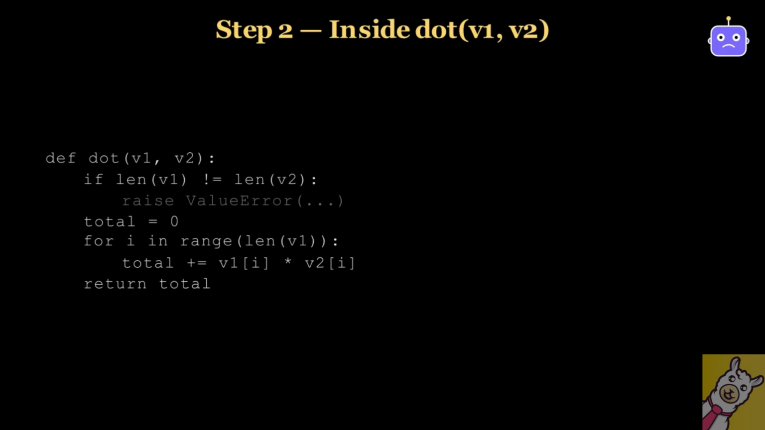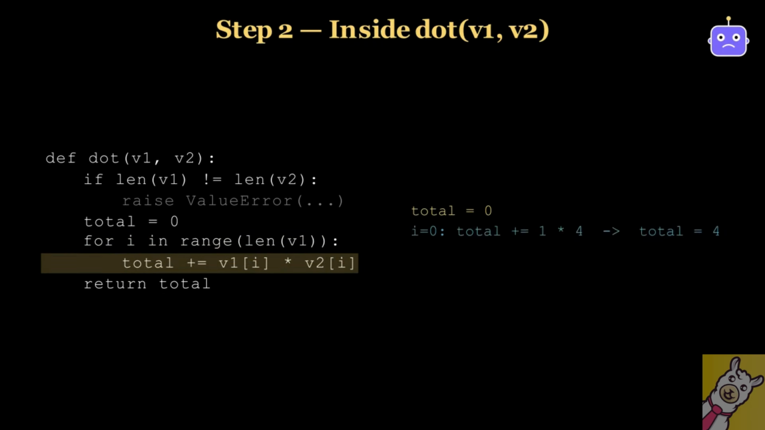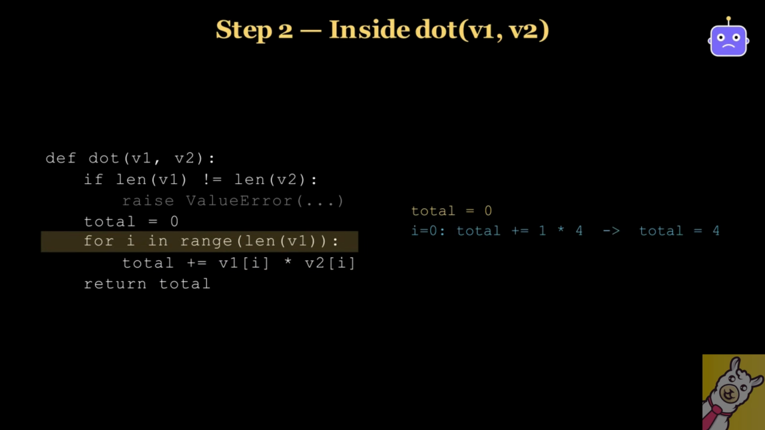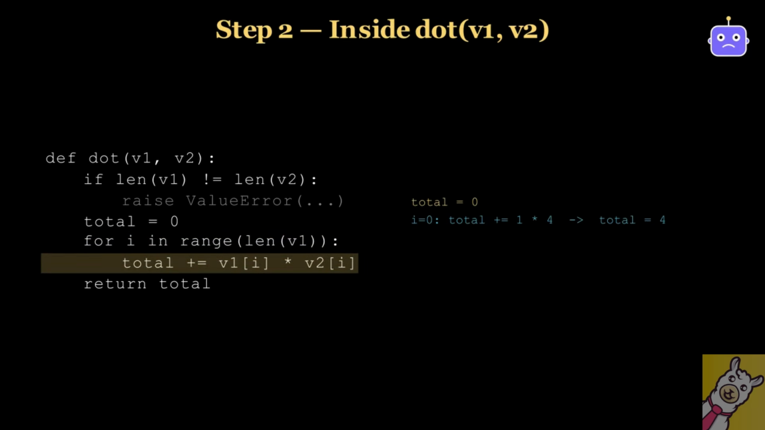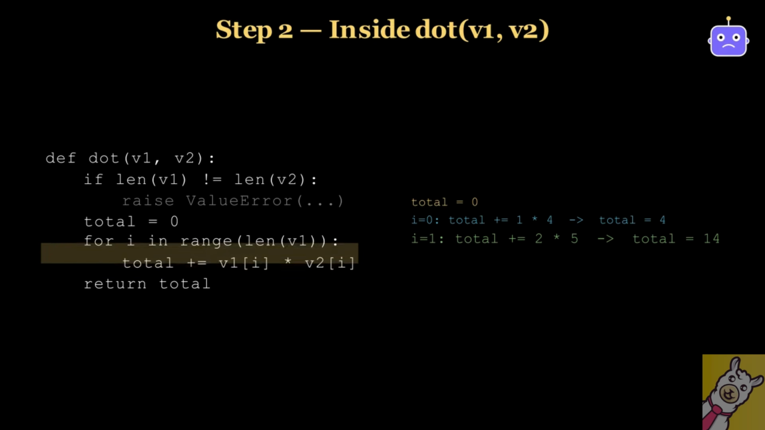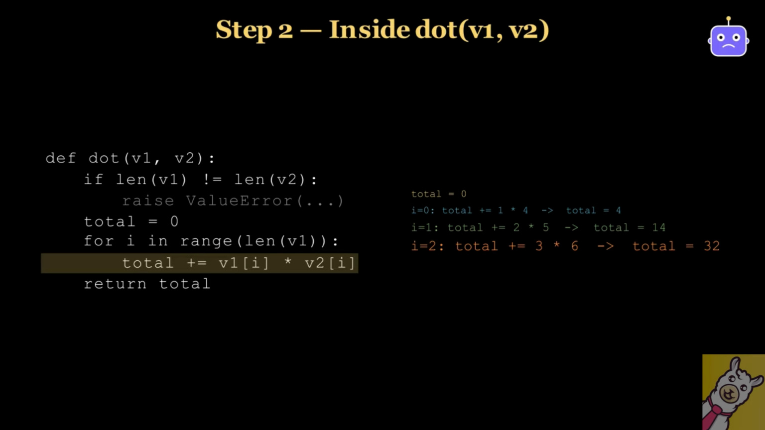Now let's look inside the dot function. First, the function checks that both vectors have the same number of elements. Then it initializes total to 0. Next, we loop through the vectors and multiply matching components. For the first position, we calculate 1 times 4 giving 4. For the second position, 2 times 5 gives 10. And for the third position, 3 times 6 gives 18.